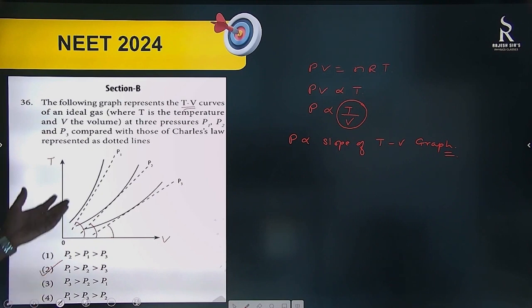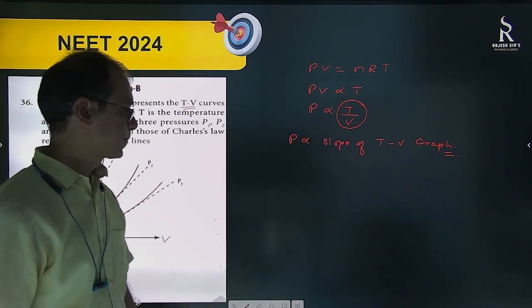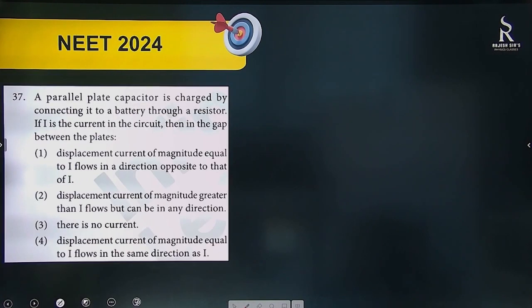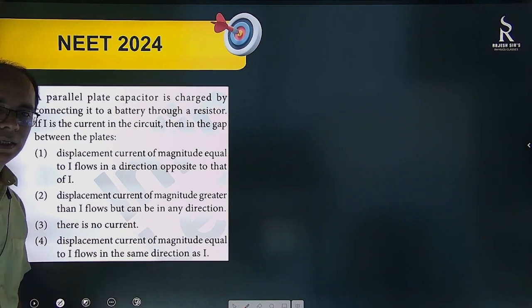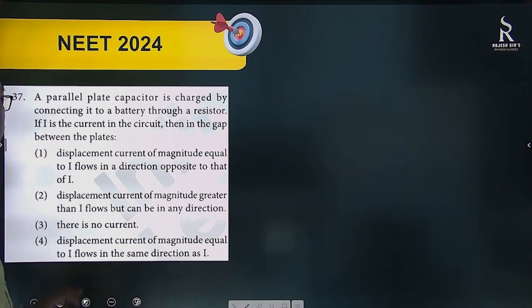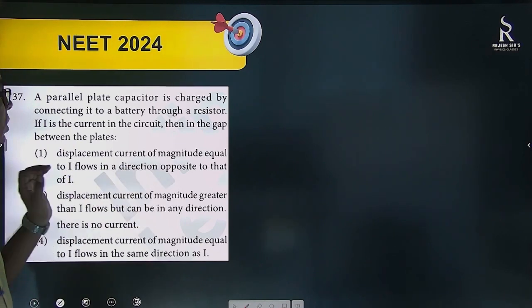Okay, let's move ahead. This is conceptual. Next: a parallel plate capacitor is charged by connecting it to a battery through a resistor. If I is the current in the circuit, then in the gap between the plates, displacement current of magnitude equal to I flows in a direction opposite to that of I.